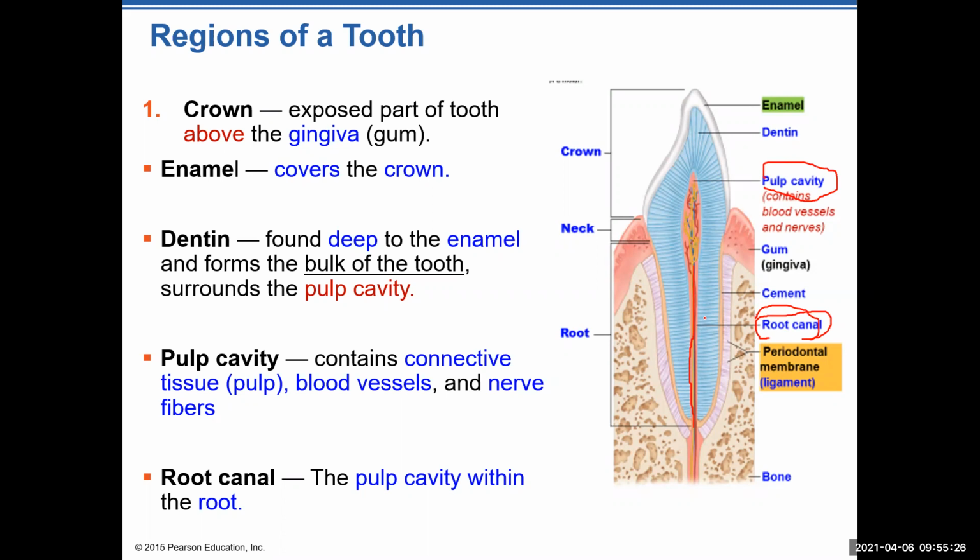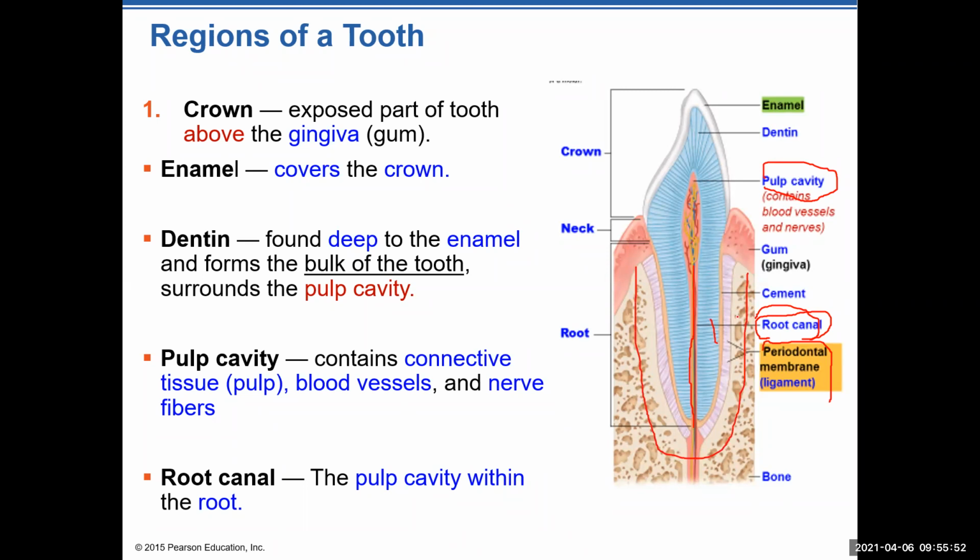Okay. So we can say what is the root canal? It's a pulp cavity, but within the root. And then if you see here, we have the periodontal ligament. What is the function of the periodontal ligament? The periodontal ligament helps in the attachment of the tooth into the what? Alveoli. Remember, the tooth socket is called an alveoli, right?